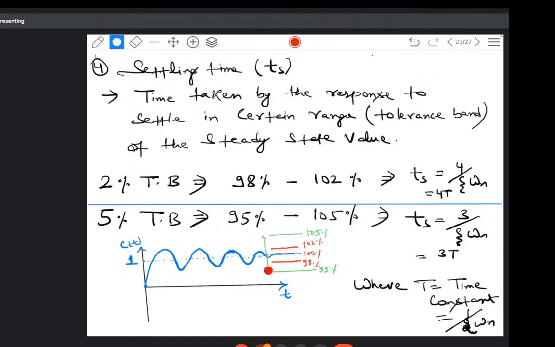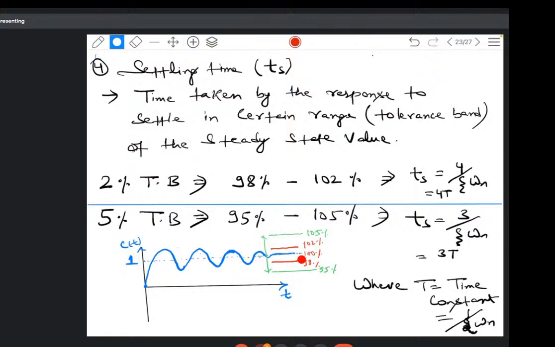See, if the tolerance band would be large, the accuracy will be very less, but the system will get settled fast. But when I am taking tolerance band very less, then what will happen? The accuracy will be more, but the settling time would also be more. The system would take a quite longer time to get settled.